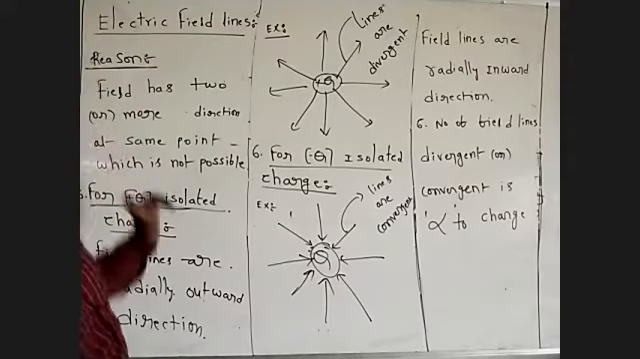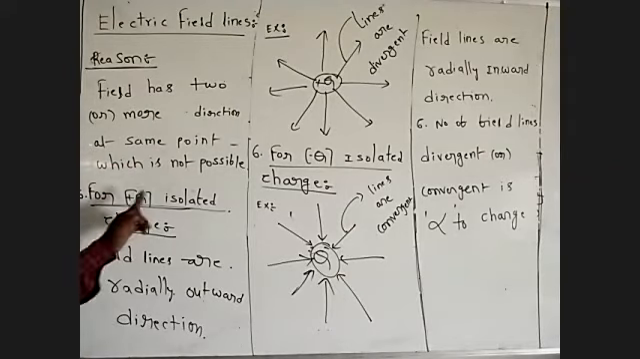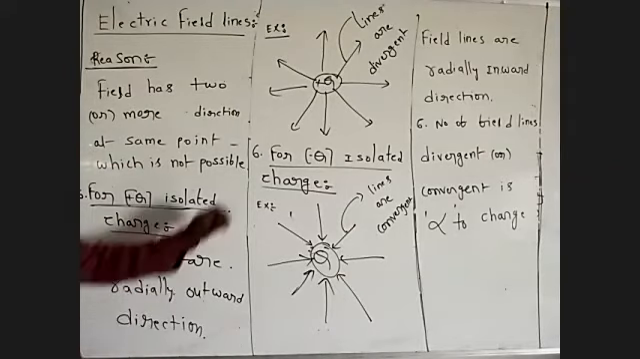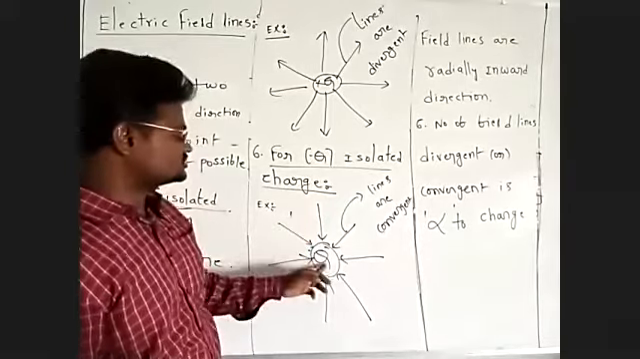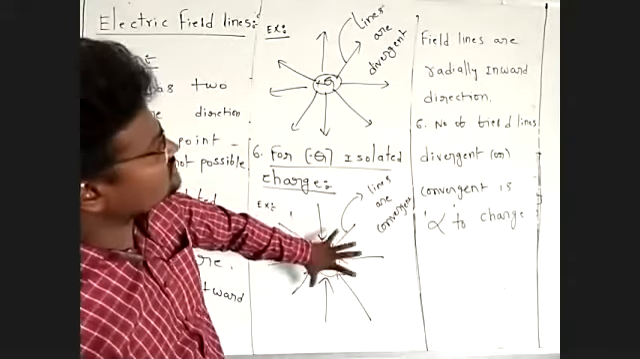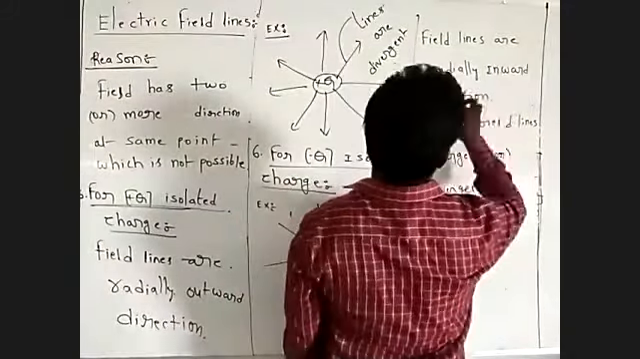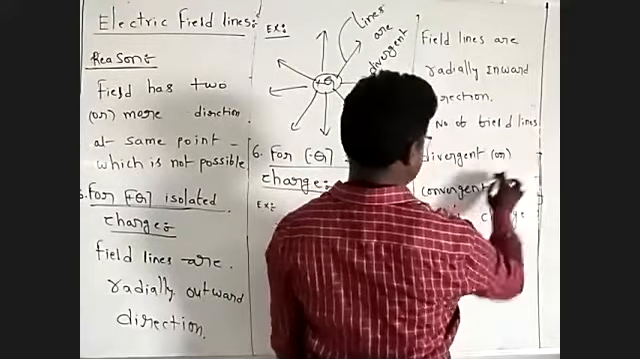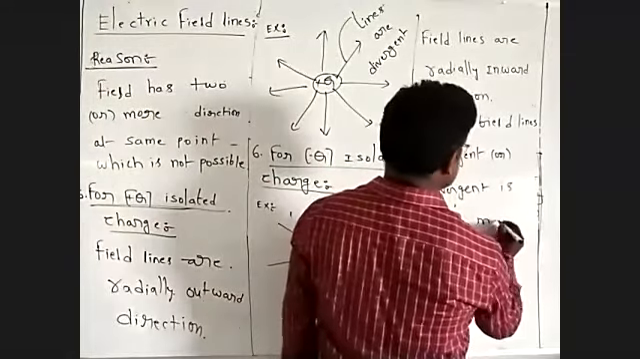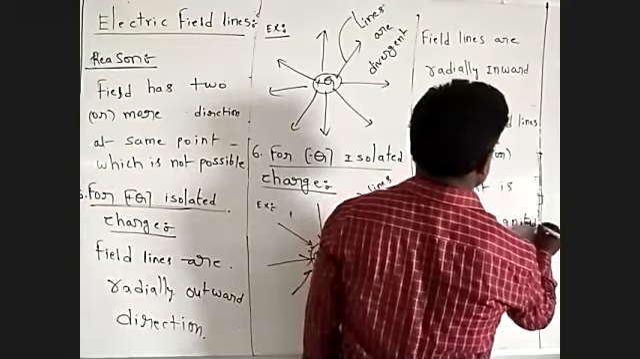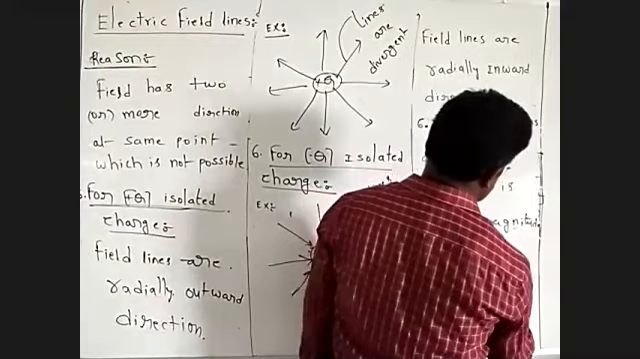So electric field lines: for a positive isolated charge, field lines are radially outwards and divergent. For a negative isolated charge, field lines are convergent, radially inwards. Next, sixth point: the number of field lines, divergent or convergent, is directly proportional to the magnitude of charge.